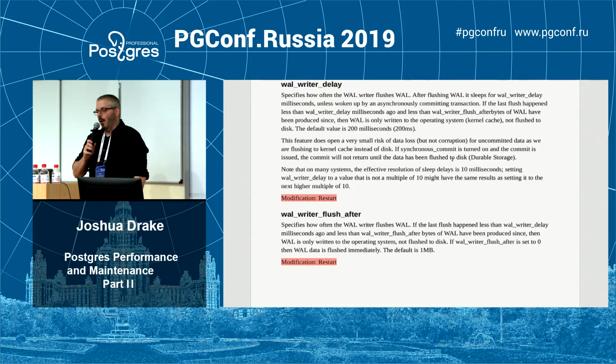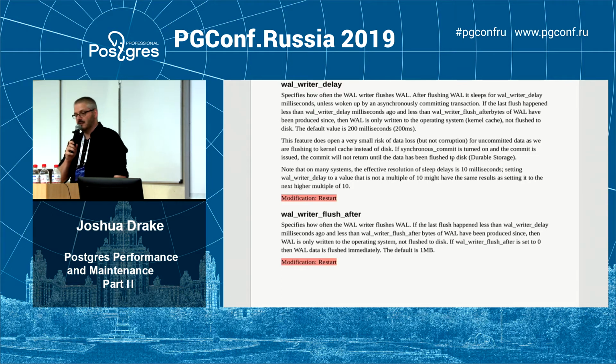Specifies how often the WAL writer flushes WAL. After flushing WAL, it sleeps for wal_writer_delay milliseconds, unless woken up by an asynchronously committing transaction. If the last flush happened less than wal_writer_delay milliseconds ago, and less than wal_writer_flush_after bytes of WAL have been produced since, then WAL is only written to the operating system, the kernel cache, not flushed to disk. The default is 200 milliseconds.